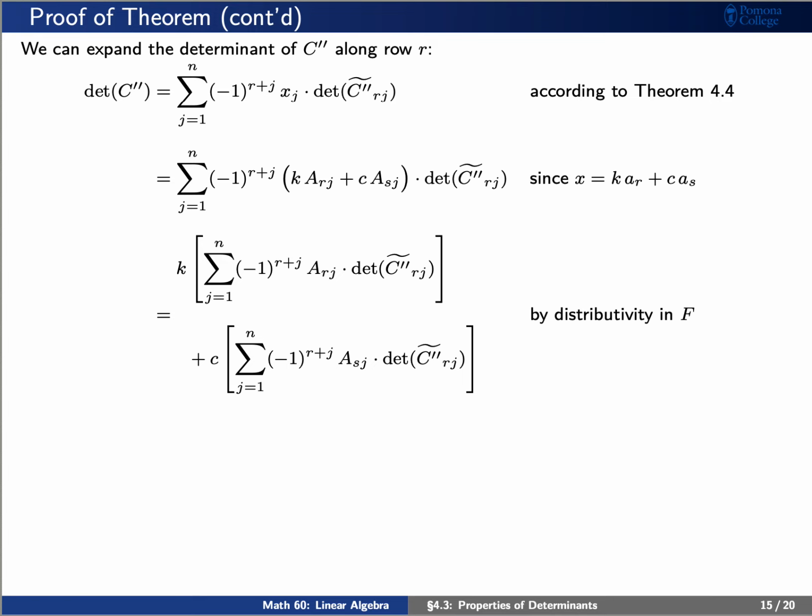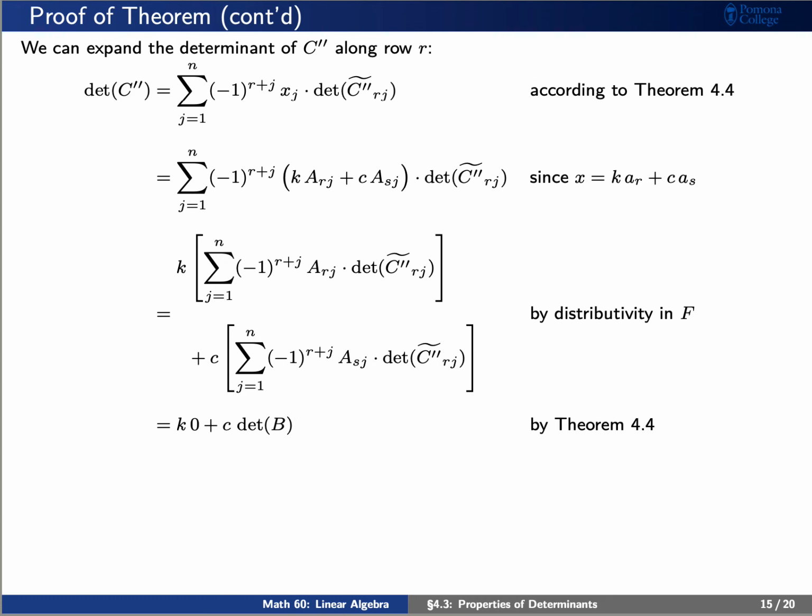For the second expression, we have a sum A sub Sj times the determinant C double prime tilde sub rj. This is an expansion along row R, but we've replaced row R with A sub S. But remember how C double prime is defined. Row S is A sub r. So this expression here actually corresponds to the matrix B. Remember that matrix is obtained from A by interchanging rows R and S. So this sum is equal to K times 0.